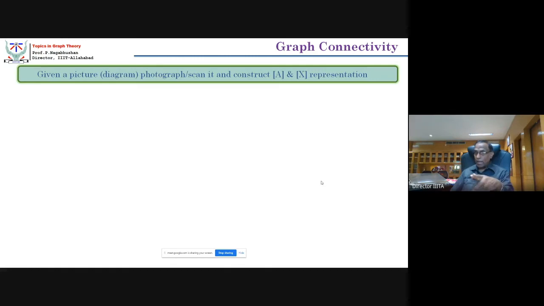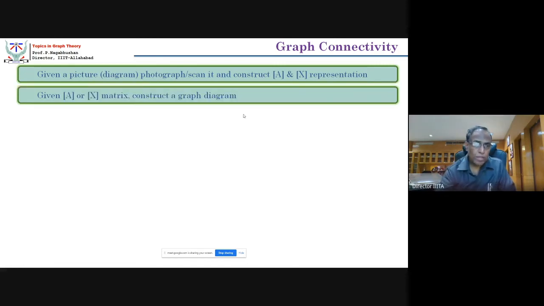dependency graph, relationship graph, and analyze the relationships. Okay. I'm sure you have already done one such problem in the first round of your assignment itself. Given your X matrix, construct a graph diagram. This is exactly again what your robots, your vision systems have got to do.